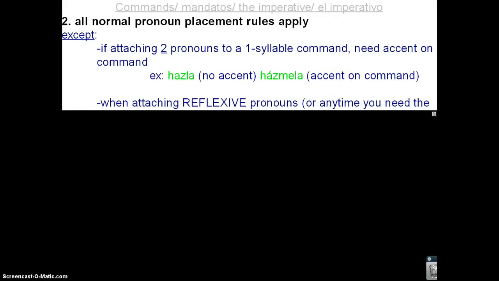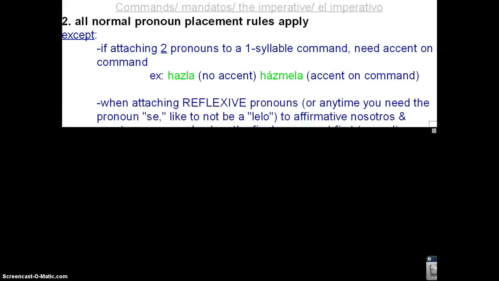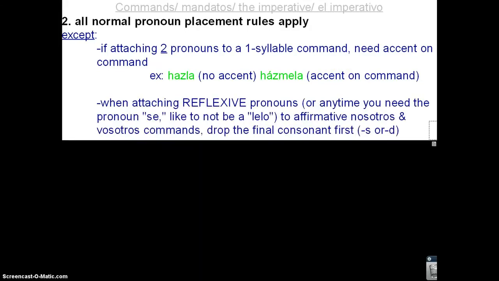Another exception. If you have a nosotros or vosotros command in the affirmative and you need to attach a reflexive pronoun, so nos to a nosotros command or os to a vosotros command, and also anytime you need to use the pronoun se so as to not be le lo, you will first drop the final consonant, which means you'll drop the S at the end of the nosotros command, or the D at the end of the vosotros command.